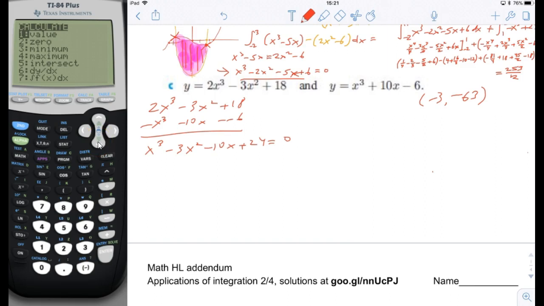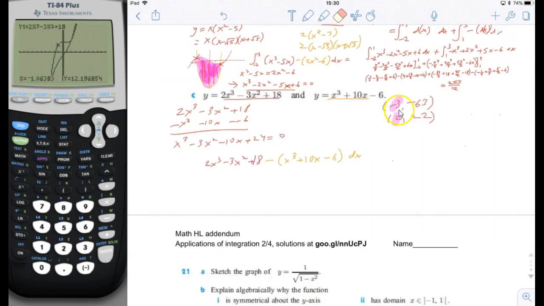Second calc, intersect, first curve, yes, second curve, yes. And then we'll move the cursor to the right intersection, enter, and the other intersection is 2, comma, 22. Again, let's try to find one last intersection, maybe higher up here. So I'm going to repeat second calc, intersect, first curve yes, second curve yes. And now I'm going to move the cursor up to here. And I think there's one more intersection here.